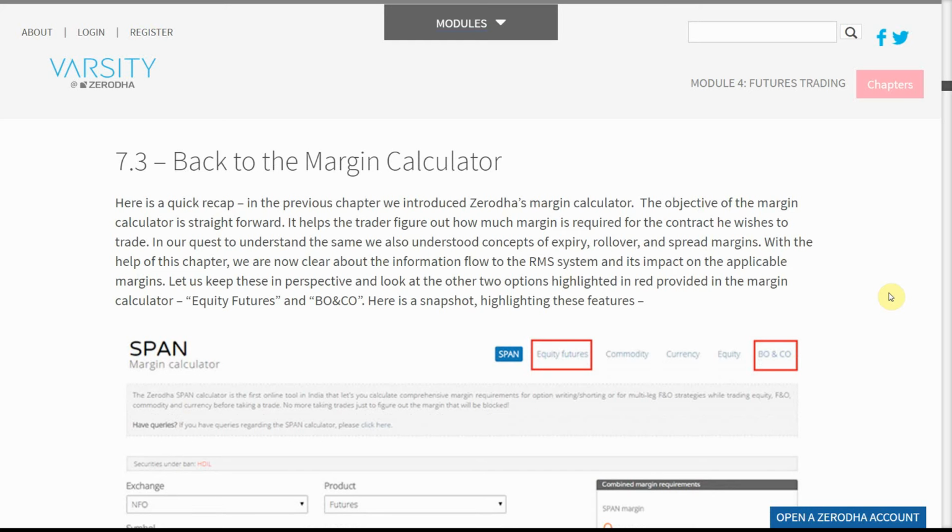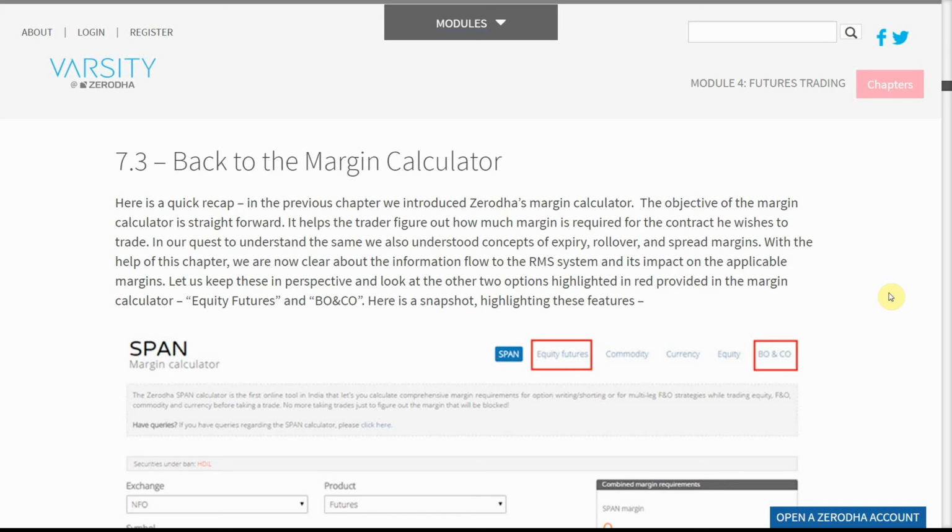The objective of the margin calculator is straightforward. It helps the trader figure out how much margin is required for the contract he wishes to trade. In our quest to understand the same, we also understood concepts of expiry, rollover, and spread margins. With the help of this chapter, we are now clear about the information flow to the RMS system and its impact on the applicable margins.